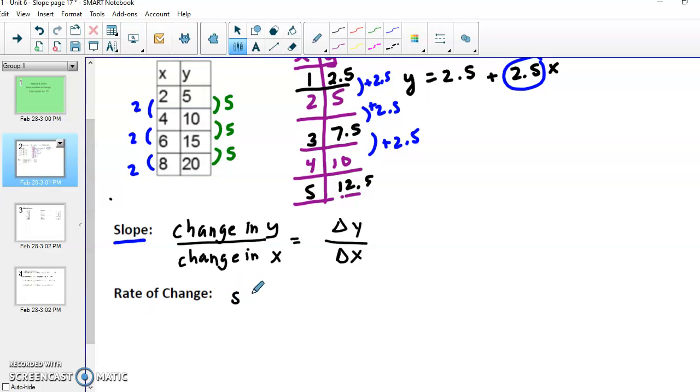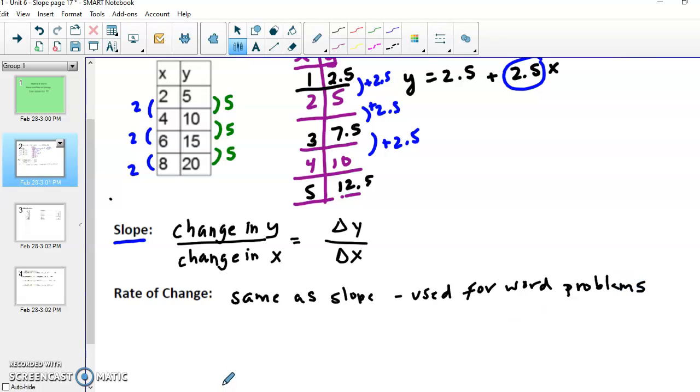Rate of change is the same thing as slope. It is used more specifically for applications. I'm going to say used for word problems. So we might say miles per hour, or what is your hourly rate? Okay, lots of applications, but it's ultimately the same thing as slope. So let's move to the middle of the page.